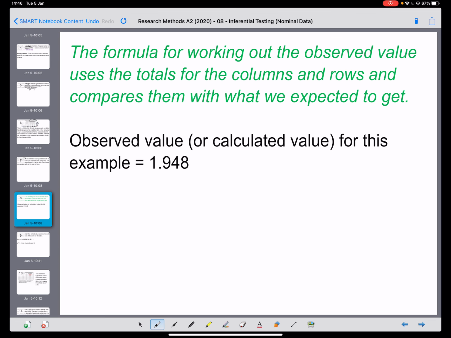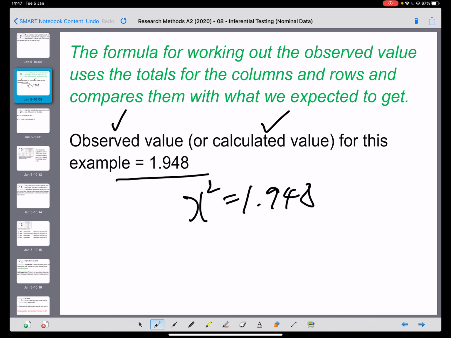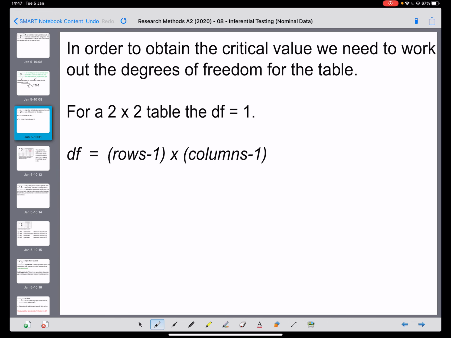Okay, so there is a formula that works out the observed value. And in this particular case, we see that the chi-squared value equals 1.948. Okay, and of course, I'm once again repeating this idea that you can use the observed value or the calculated value to refer to this, but it will be done for us. Okay, and so therefore we need to look at the critical values.